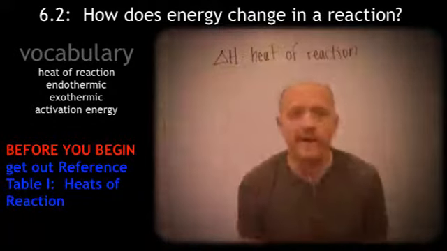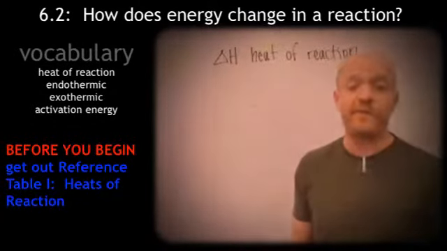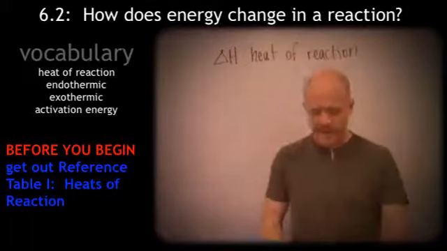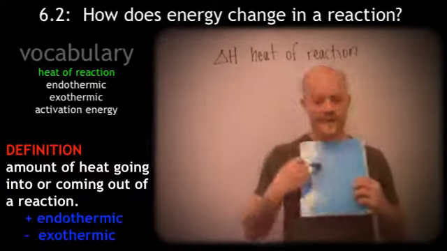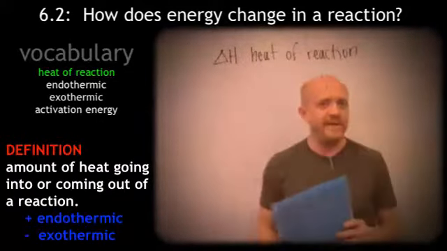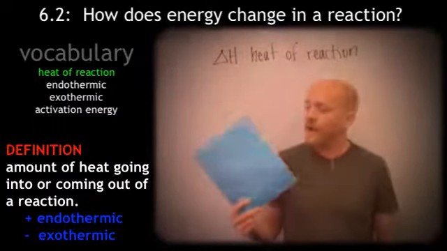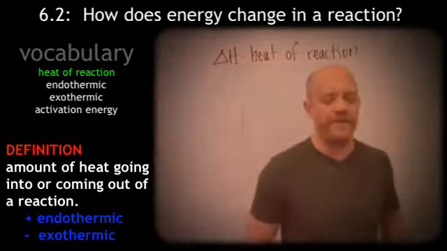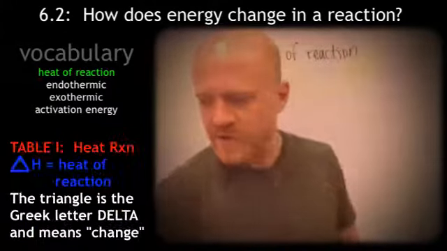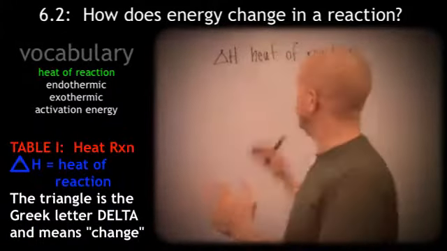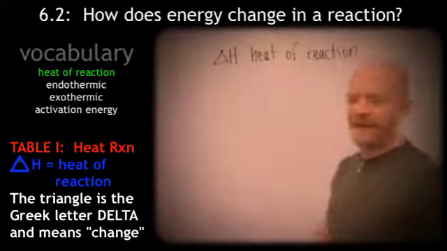Hey, today we're going to talk about heat of reaction, but before we do that, I want you to get out your reference table, and specifically you're going to open it up to table I. Now, we did talk about exo and endothermic during lesson 5.13, but today we're going to take it a little bit further, and I told you guys that before. So before we do, we're going to look at what this looks like when it is a graph.